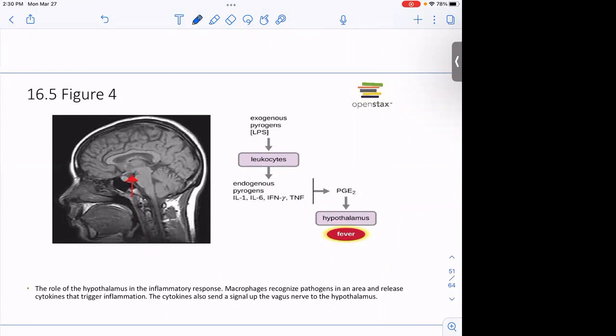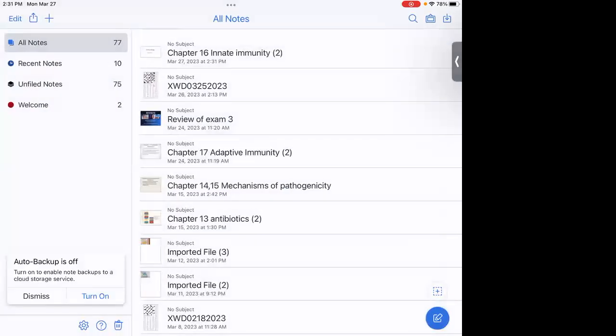Okay, so this is just a picture of where your hypothalamus is located. Don't worry about specific pyrogens or signals there. We didn't really talk about that whole process. Okay, we're doing good. Let's move on.